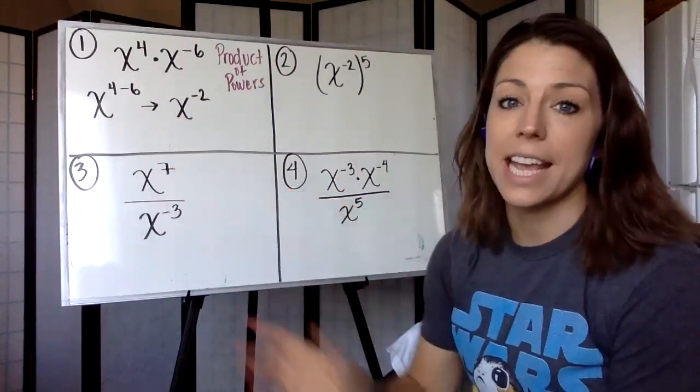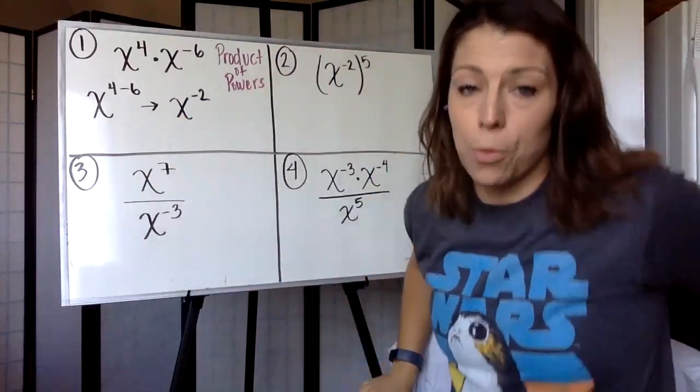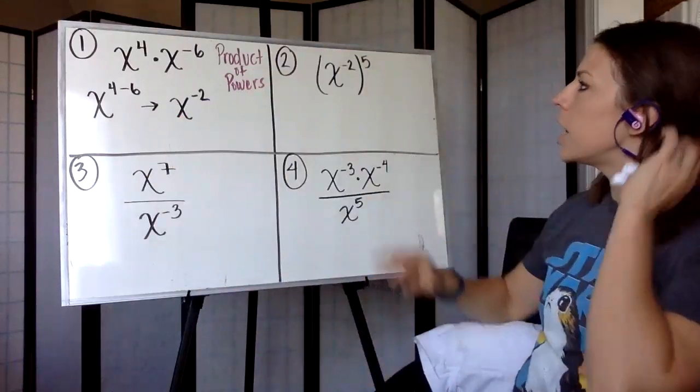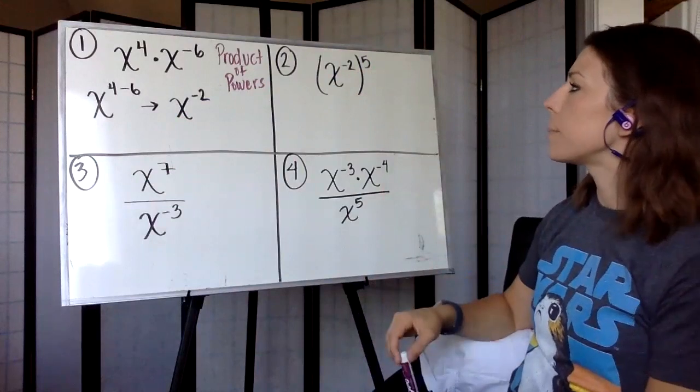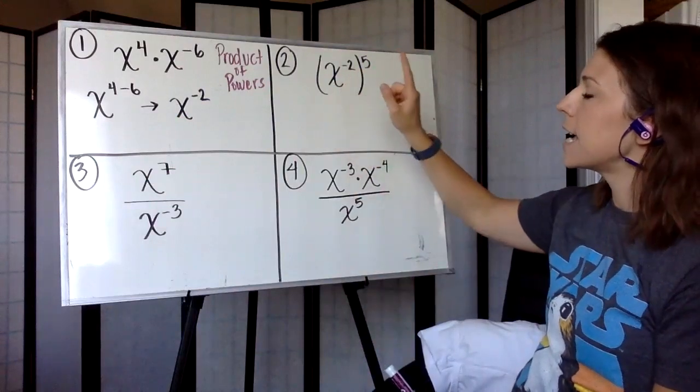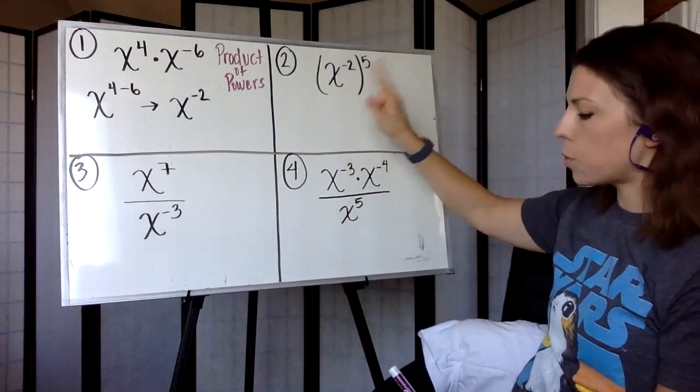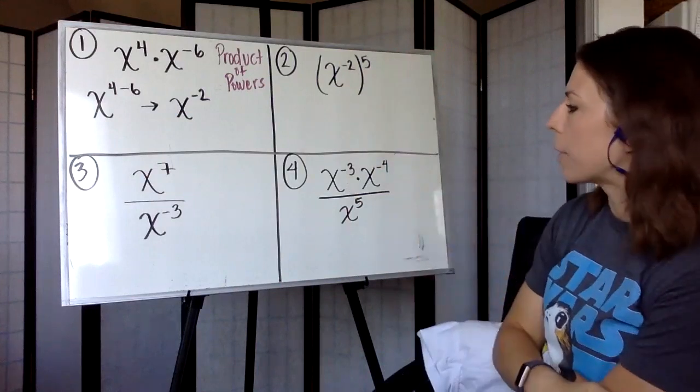We'll do something with that negative at the end of this video once we learn more about negative exponents. Let's move on to number 2. So number 2, is this a product of powers, a quotient of powers, or a power of powers?